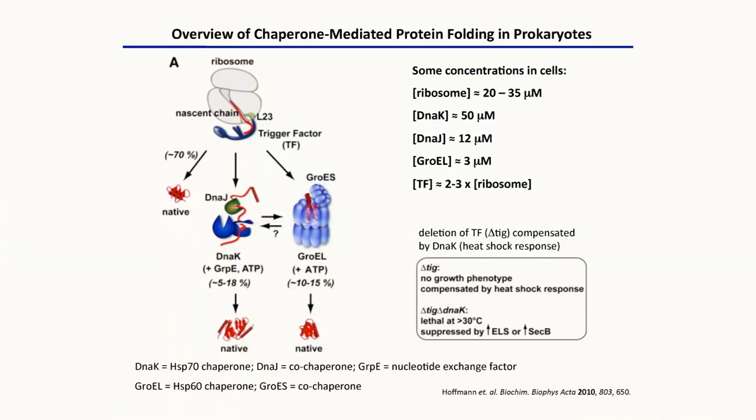scheme indicate? What we see is that here is the trigger factor, which is involved in co-translational folding. And we see that about 70% of nascent polypeptides interact with trigger factor, and these can arrive at a native conformation. We see there's two other systems here. So on the right, we have GroES and GroEL.